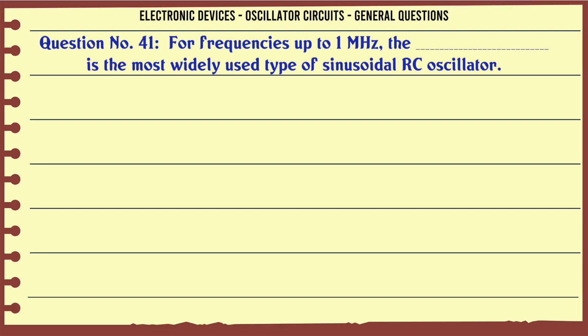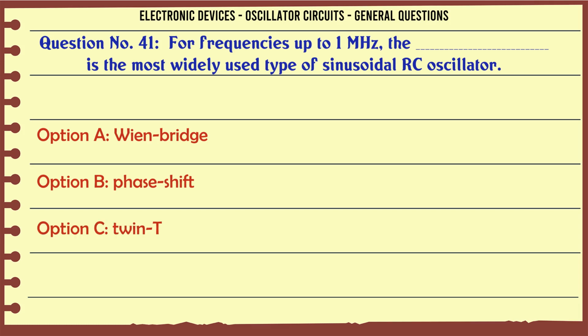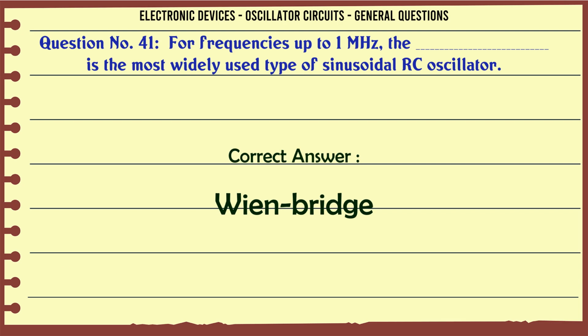For frequencies up to 1 MHz, the most widely used type of sinusoidal RC oscillator is A. Wien bridge. B. Phase shift. C. Twin-T. The correct answer is Wien bridge.